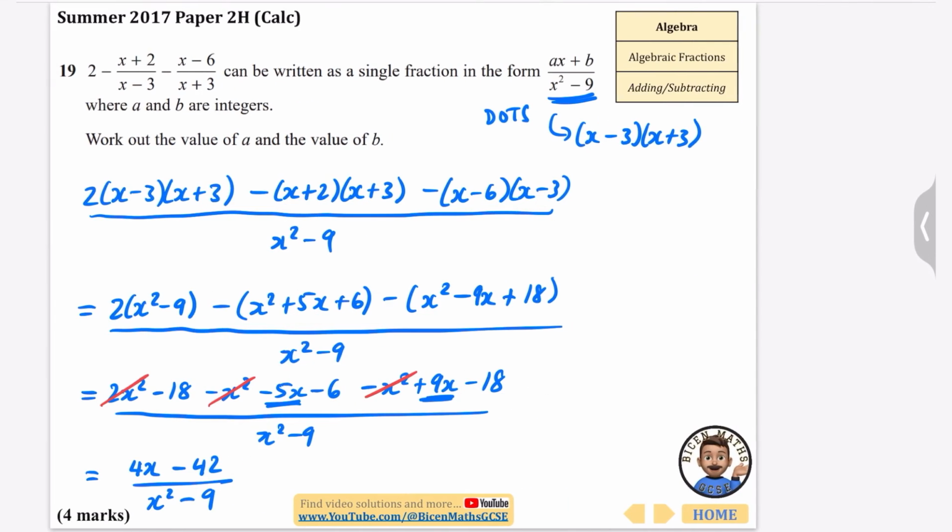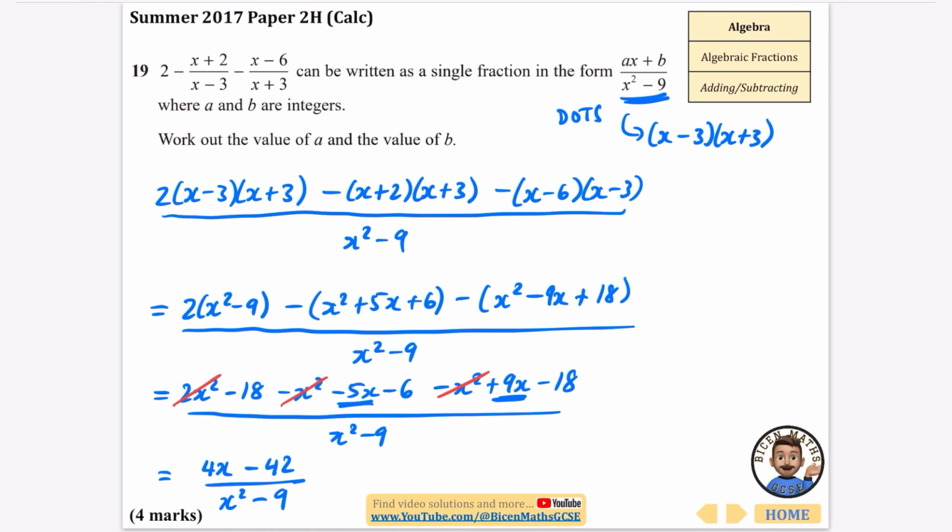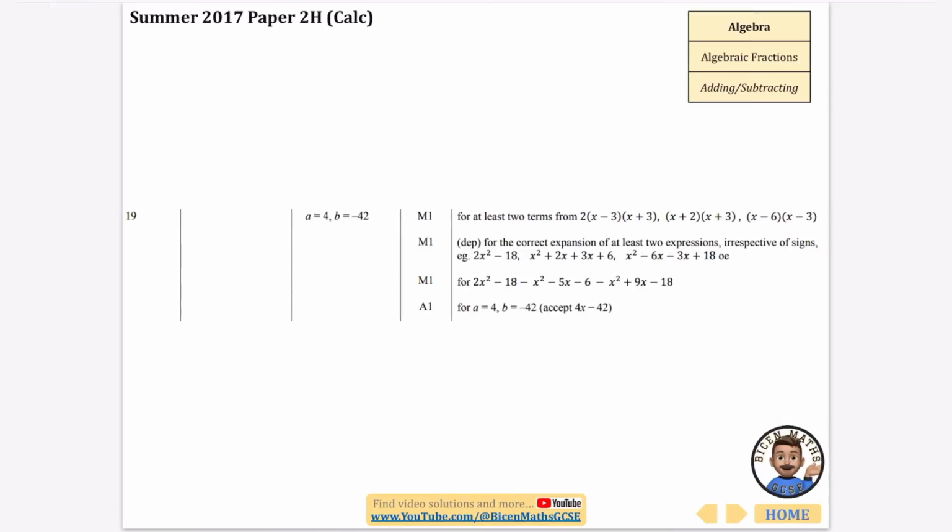Let's double check and see if we've got that right. Yep, we have the 4x minus 42. Oh, it says work out the value of a and the value of b, so I hadn't even done that. The value of a is 4 and the value of b is minus 42. Always remember, read the question, do a better job than I've done there.